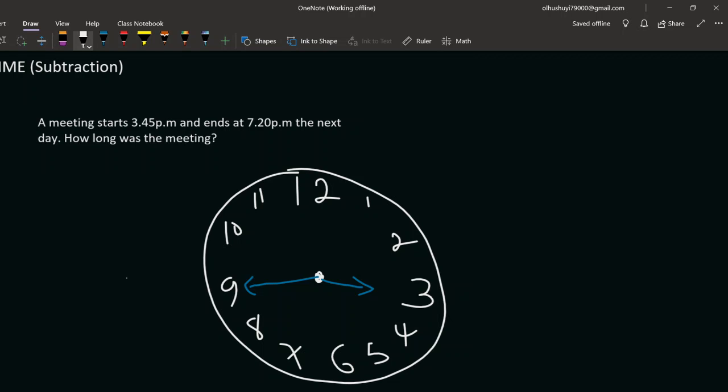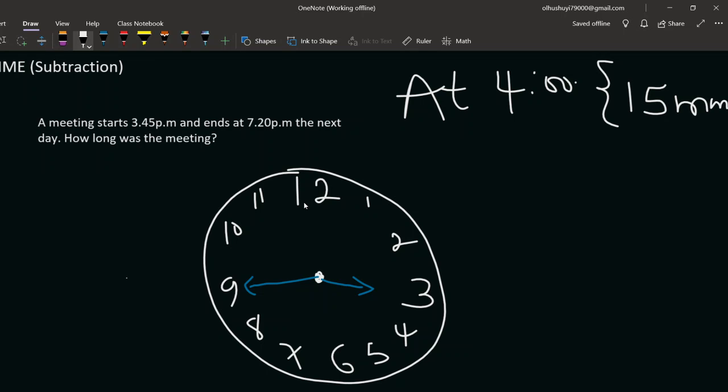For me I would prefer to just go from 3:45 getting to 4. That'll be from 9 to this, 5 minutes plus 10 minutes, that is 15 minutes. So at 4 o'clock, how many minutes was expended? That is 15 minutes. So 15 minutes was used between 3:45 and 4 p.m. So we can now go from 4 p.m. and count to the next day 7:20 p.m.